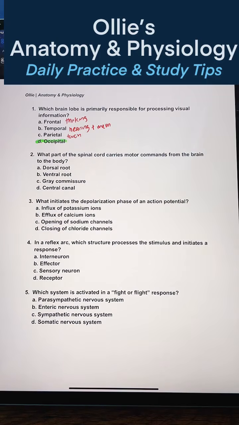Number 2, what part of the spinal cord carries motor commands from the brain to the body?